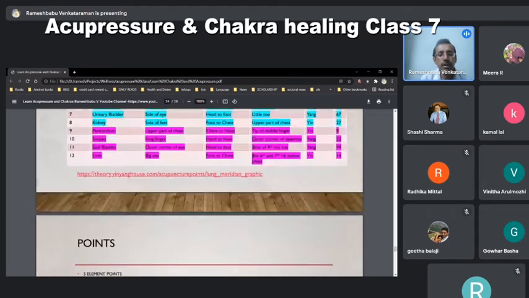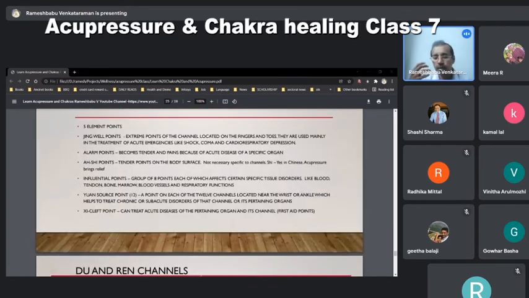Now, irrespective of the channel, let's take lung as an example. Lung channel corresponds to the lung organ, and the lung organ is a metal organ. But in spite of what type of element the organ is, each channel has one point that corresponds to each Five Element point, like fire, wood, water, metal, and so on. Okay, so that is the Five Element point.